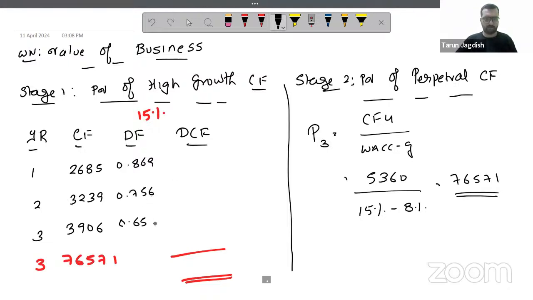0.870, 0.756, 0.657, and 0.657. 2333, 2448, 2566, 50307.